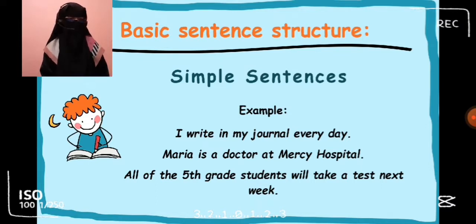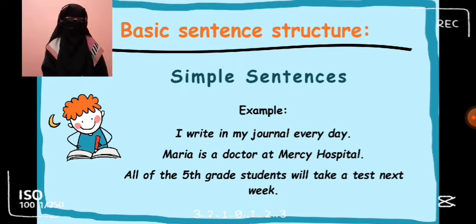For the second example, here we have Maria is a doctor at Mercy Hospital. Similar to the first one, we've got Maria as the subject, and then we have is a doctor at Mercy Hospital as the predicate, and is your main verb there.